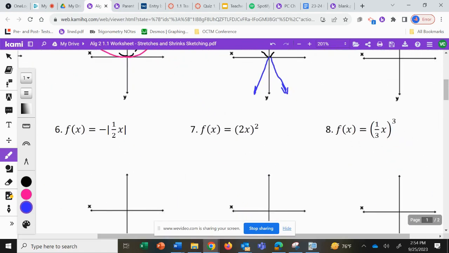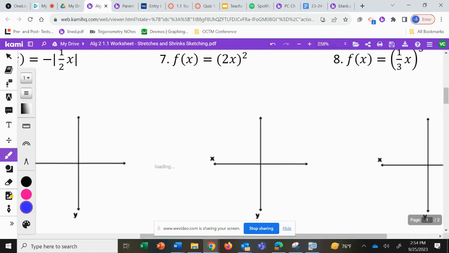Let's look at number 7. So number 7 is quadratic. It's squared, so we've got the U shape. Where is 2 located? And we know that this is inside because of the parentheses, and then the squared is outside the parentheses. So 2 is on the inside of that. All right, so that's going to be horizontal.